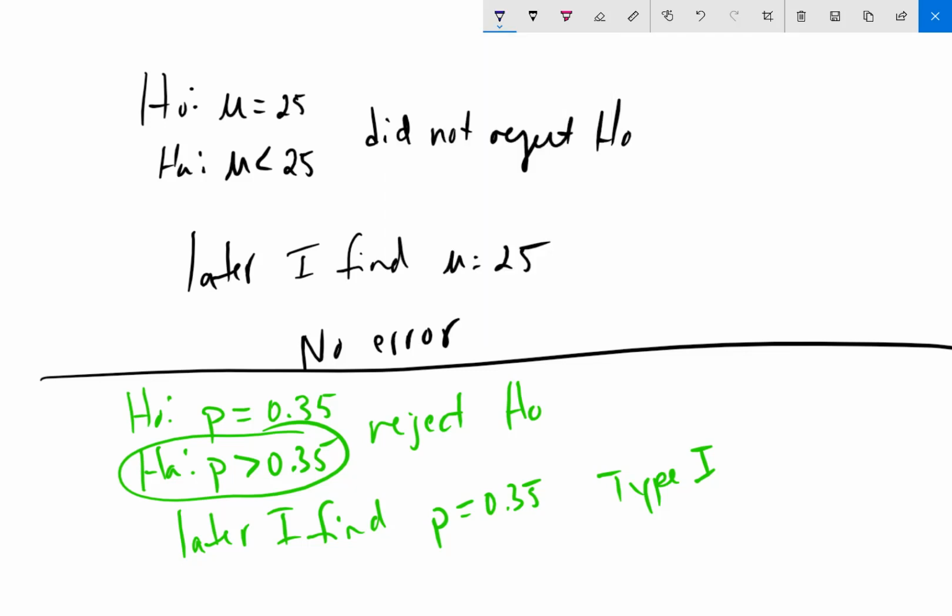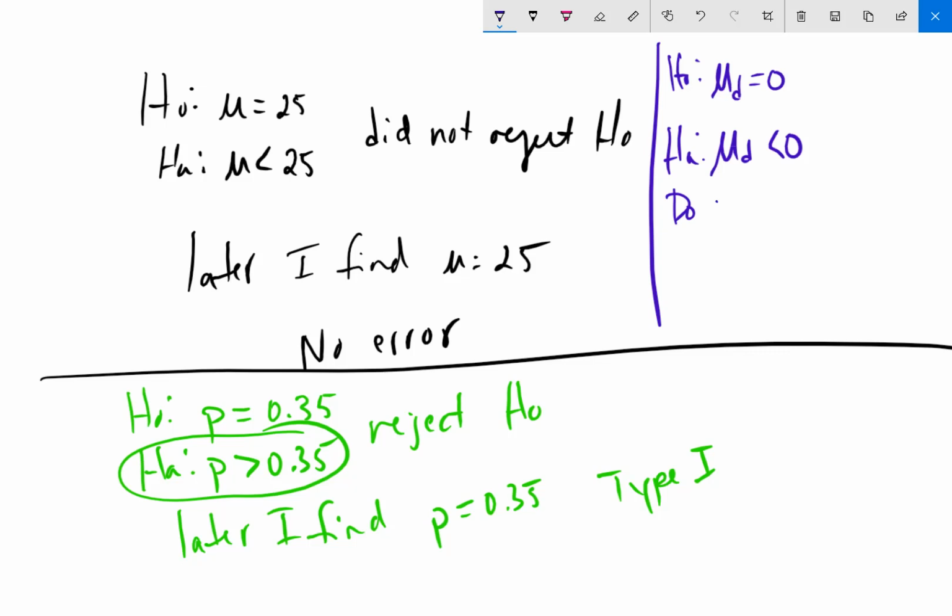Now let's look at the third case, and that's the one where I don't reject where I should have. So the null hypothesis is the mean of the differences is 0, because whenever we have a 2-sample problem in our class, we're just going to assume that the null hypothesis value is 0. The alternative is I think the mean of the differences is less than 0. That the before minus the after, the before value is less than the after value. And so I do not reject the null hypothesis.